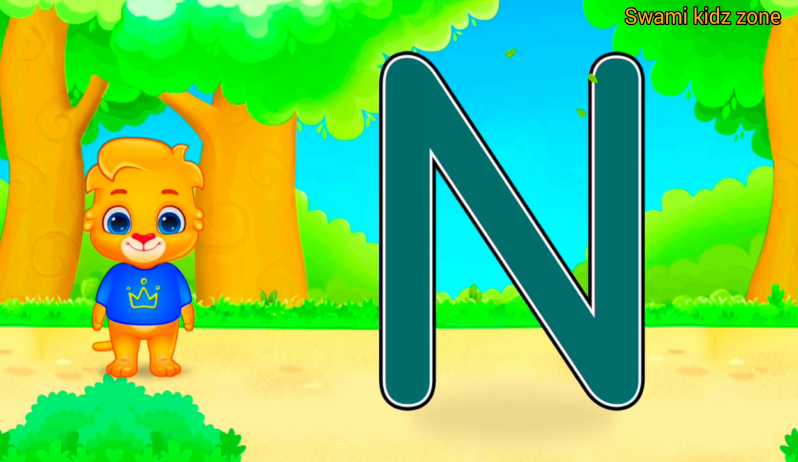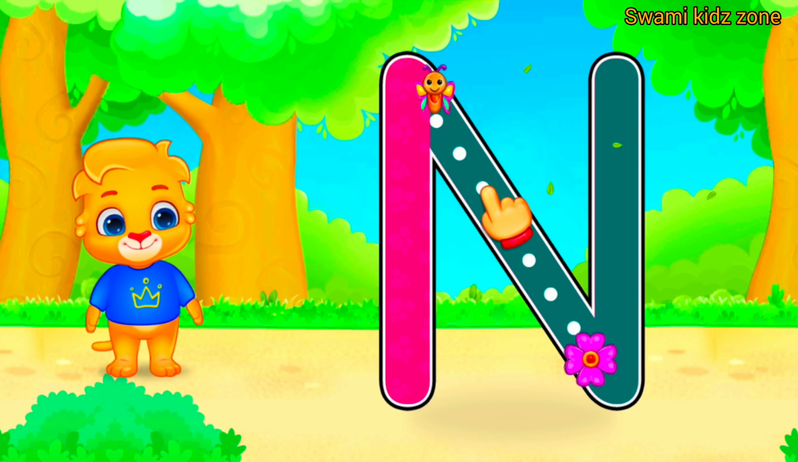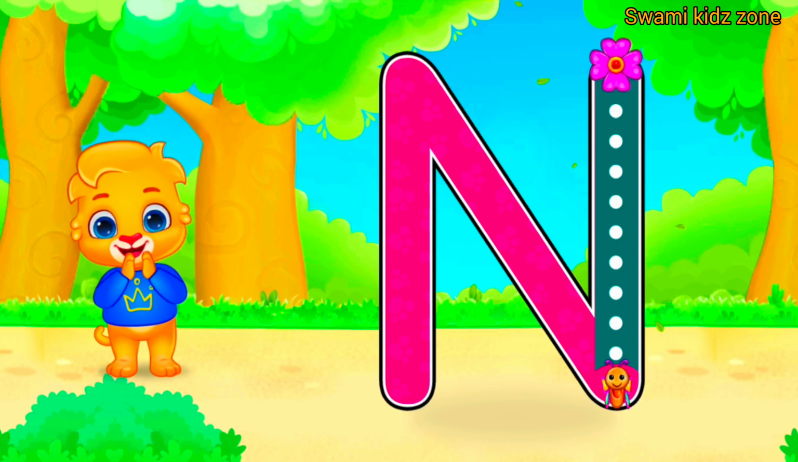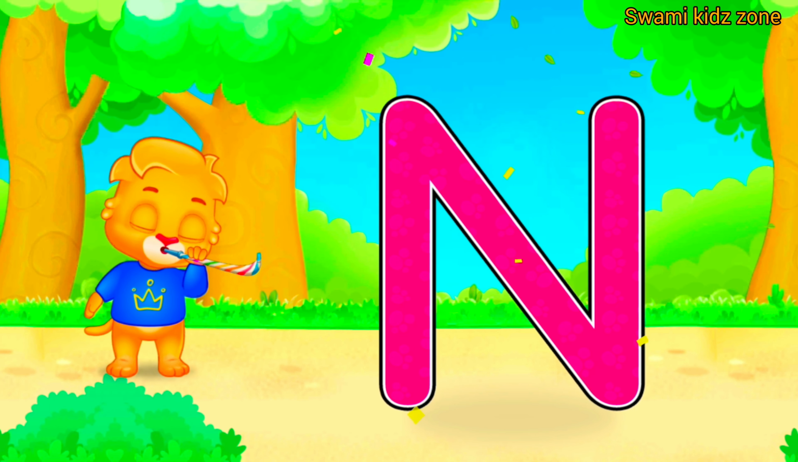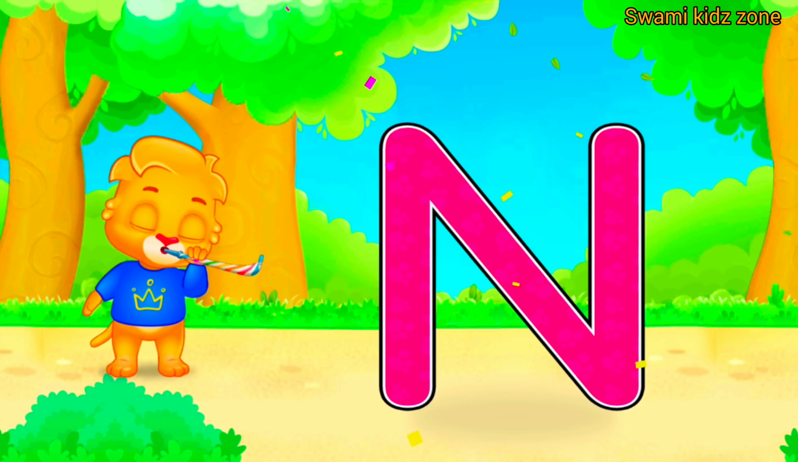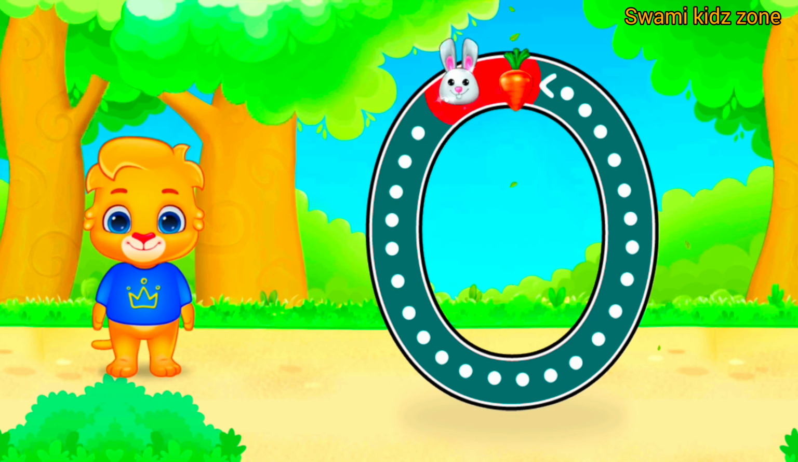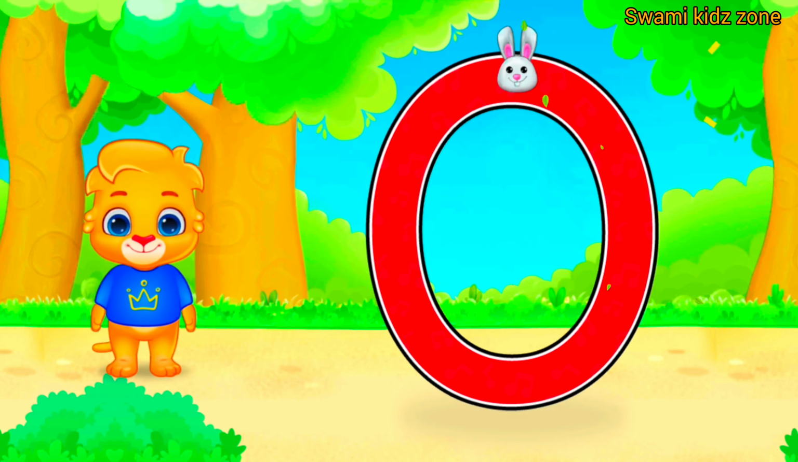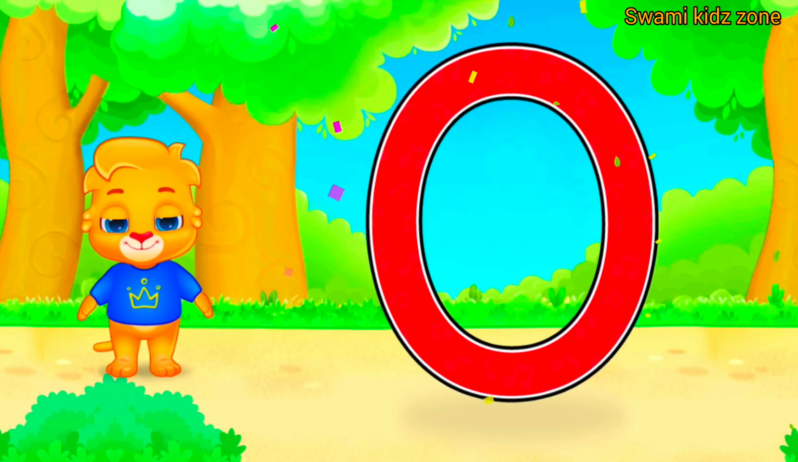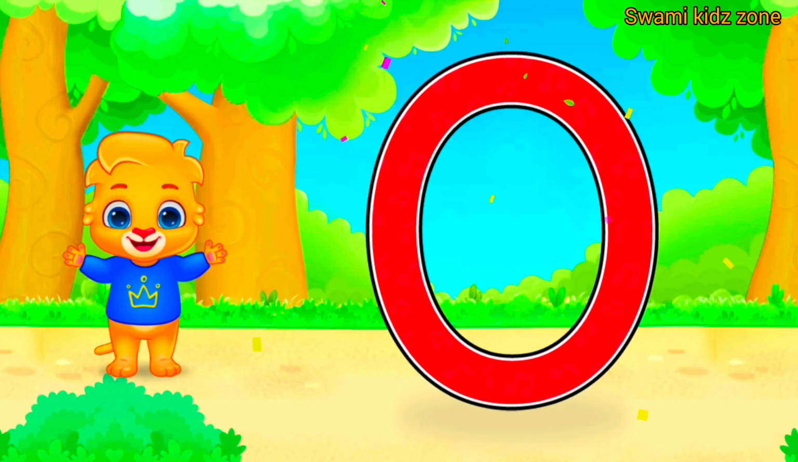A है N. It sounds N, N, N. N for nose. A है O. It sounds O, O, O. O for octopus.